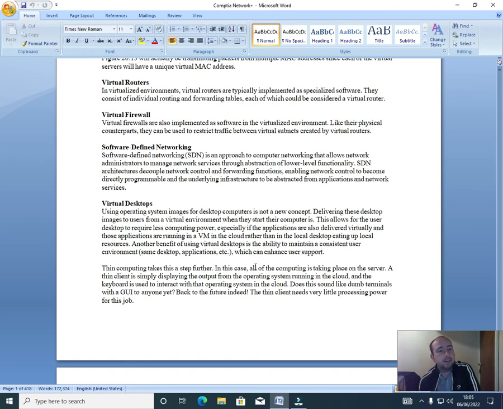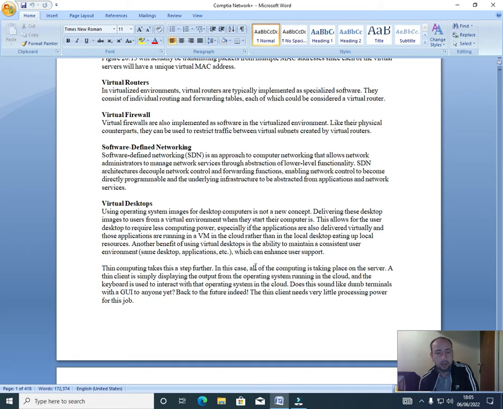Virtual routers. In virtualized environments, virtual routers are typically implemented as specialized software. They consist of individual routing and forwarding tables, each of which would be considered a virtual router. Virtual firewall. Virtual firewalls are also implemented as software in the virtualized environment like their physical counterparts. They can be used to restrict traffic between virtual subnets created by virtual routers.